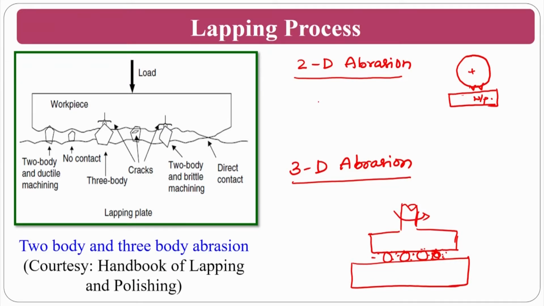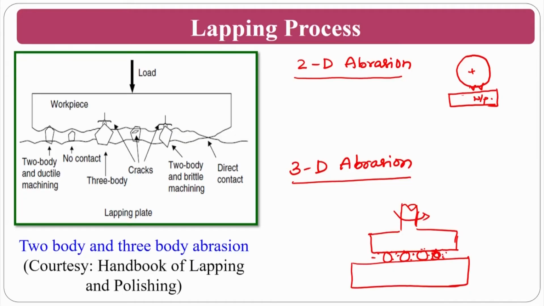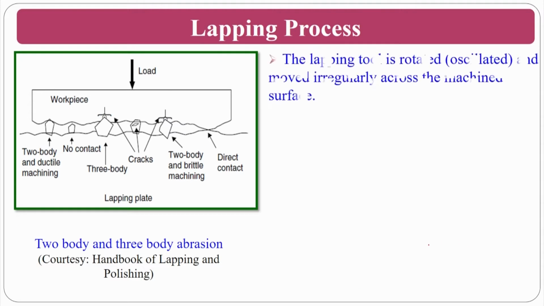So the grinding process uses bonded abrasives, and the lapping process uses unbonded abrasives. That means the unbonded abrasives have the freedom to move about or rotate about their own axis, also along with the axis of rotation of the lap. For that purpose, the lapping process is considered to be a 3D abrasion process. The lapping tool is rotated or oscillated, moved irregularly across the machined surface so that random motion can be generated. If random motion is generated, the surface finish will be better.